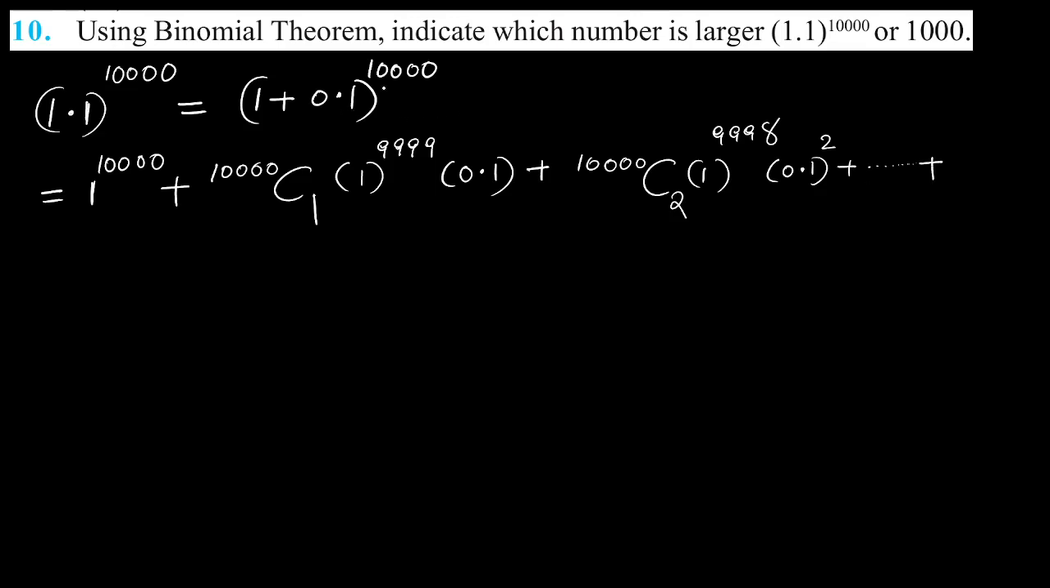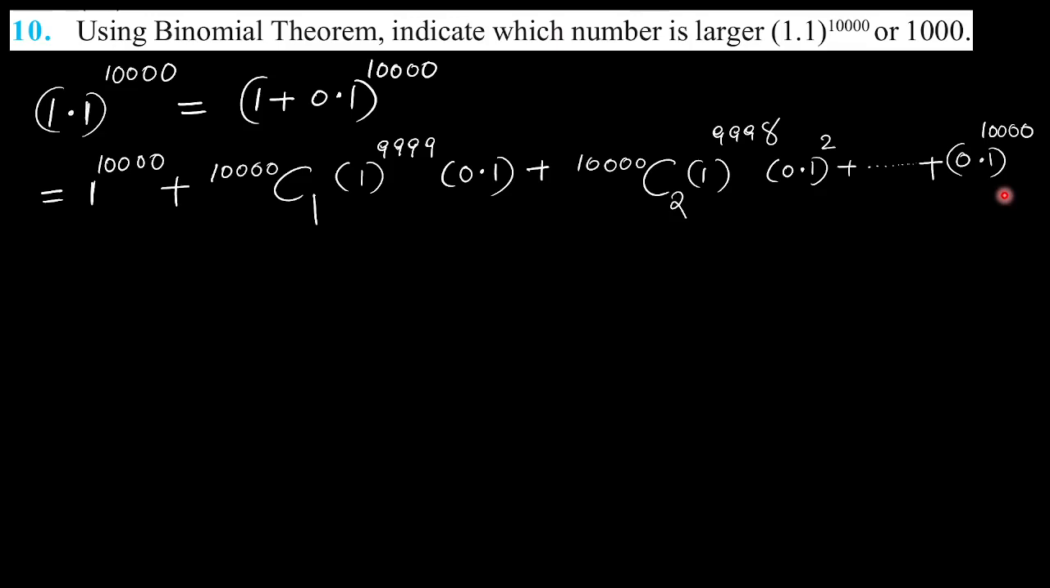Finally, b raised to n. 10,000 C 10,000 is 1. Finally, 0.1 raised to 10,000. We need not write more terms. The first term is a raised to n, the last term is b raised to n. This is the expansion of 1 plus 0.1 raised to 10,000. Till this step you are okay? Yes, sir.